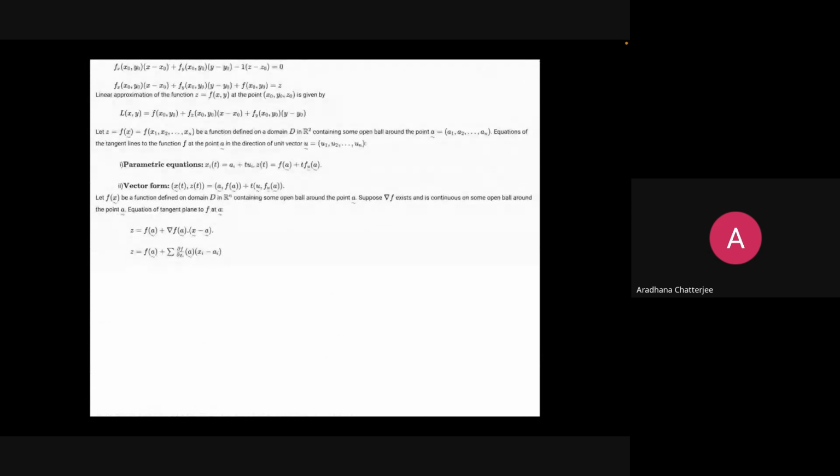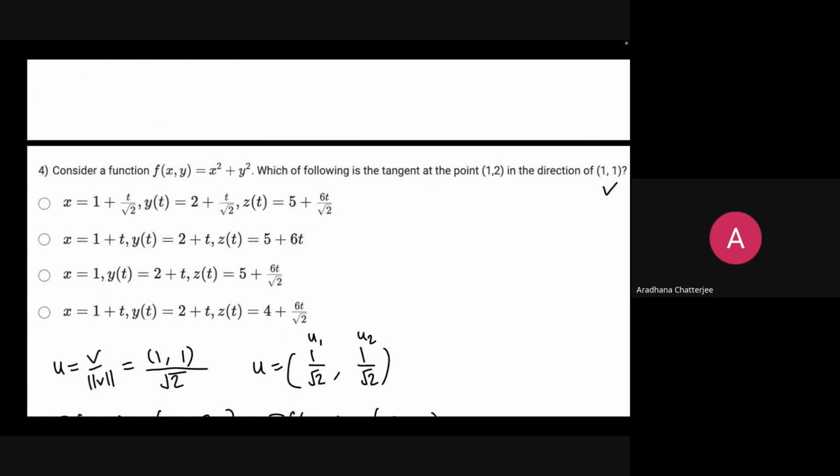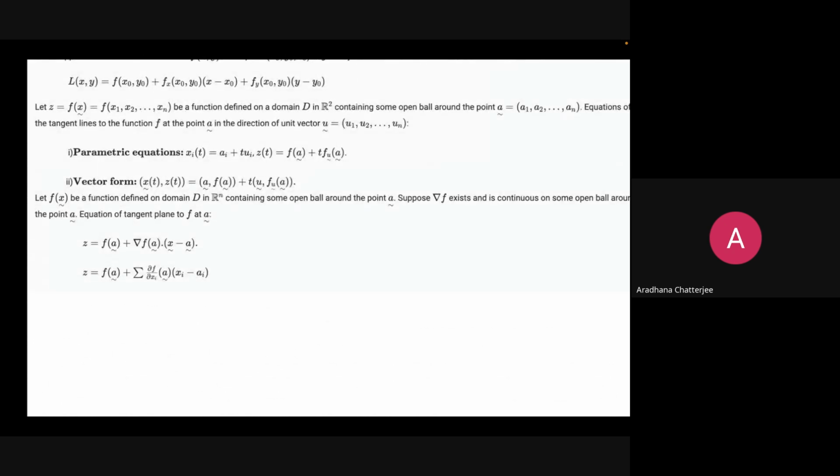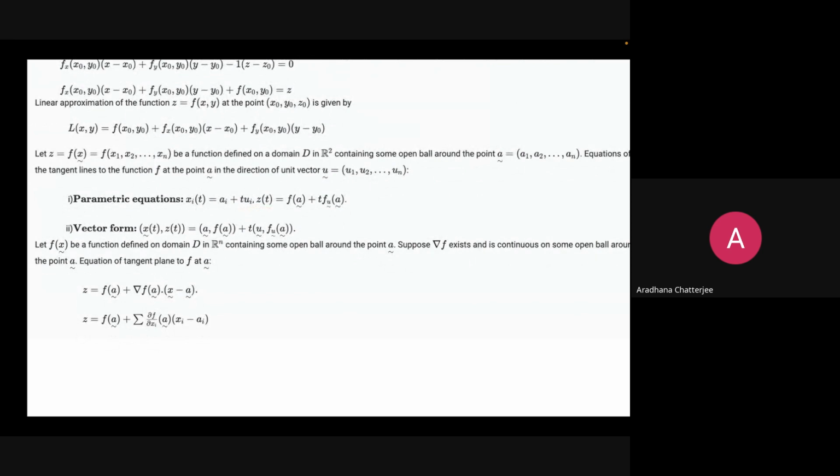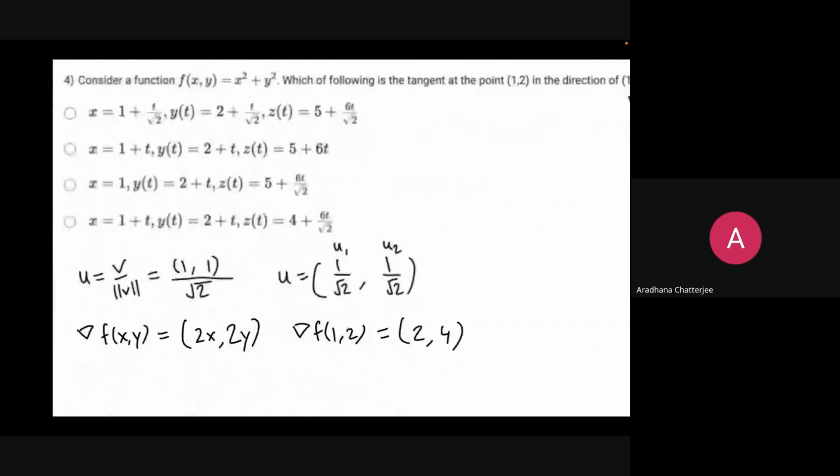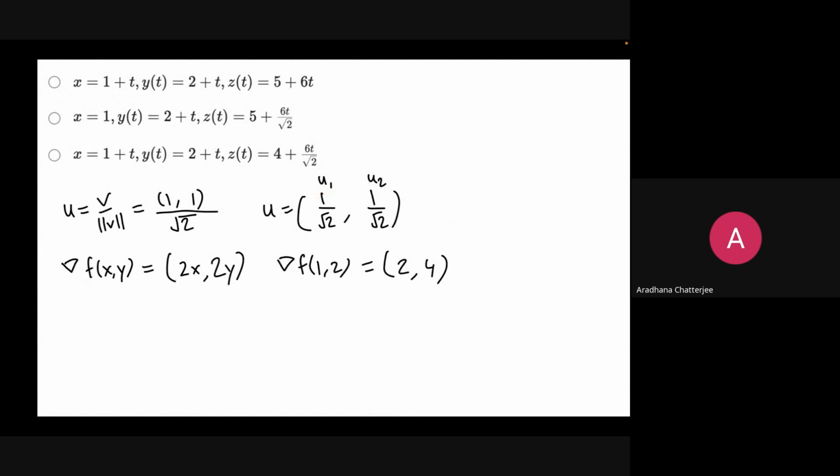Okay. So here we want to match it to the form. First, as per the given parametric equations, this first ai is just like the first coordinate of the point given. So here we are evaluating at the point 1, 2. So here it's going to be x is equal to 1 plus something. And the next part, t of ui, that is going to be t times whatever you have. So we found out that u1 is basically 1 by root 2.